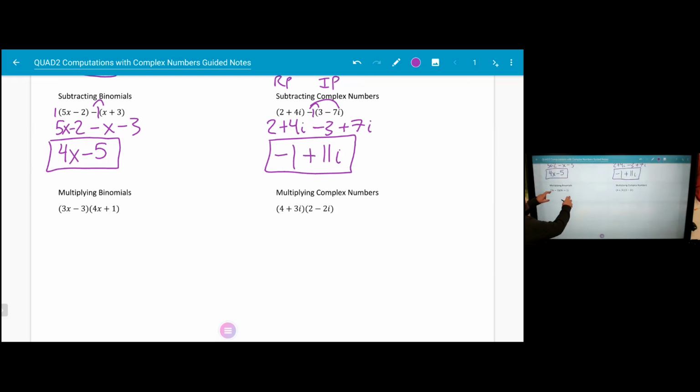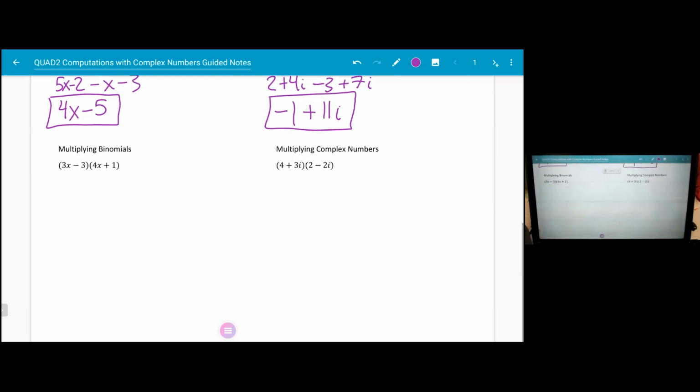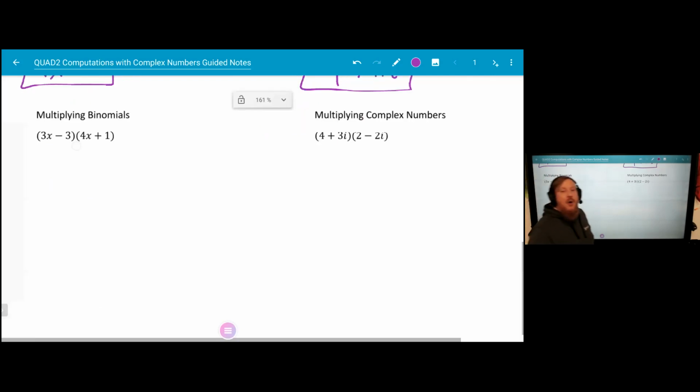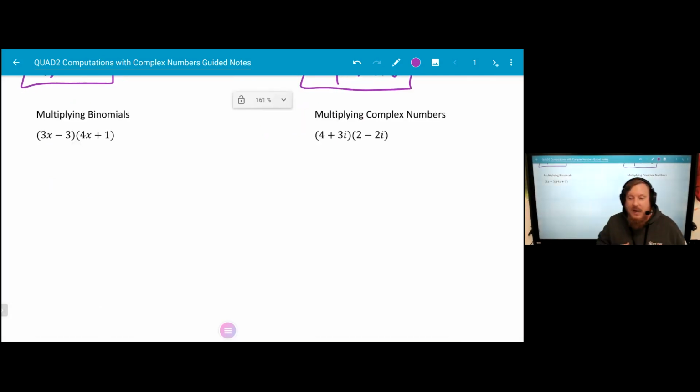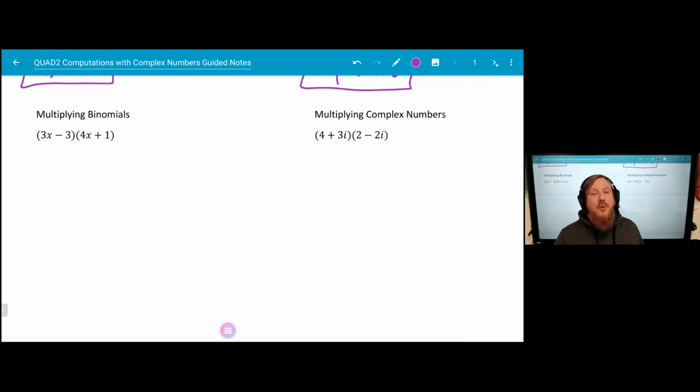Multiplying binomials. I have 3x minus 3 times 4x plus 1. Now you may have heard or even use or be okay with FOIL when you're multiplying binomials. Multiply the first terms and the outside terms and the inside terms and the last terms, right? That only works for binomials. So I'm going to teach you two ways today that work not just for binomials, but multiplying any polynomials. So let's go ahead. The first one I'm going to do is called the distribution method.